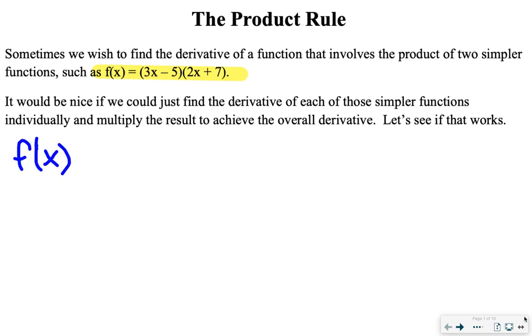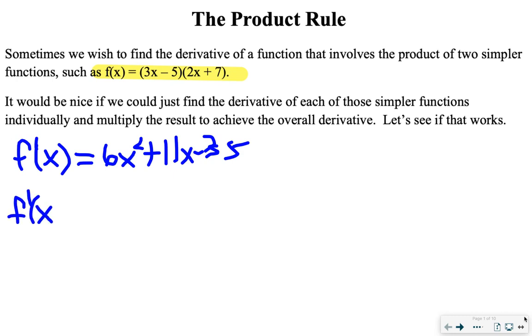So first off, f of x equals 6x squared plus 11x minus 35. So that's my function if I expand it. If I were to find that derivative using my power rule, I know that my derivative would be 12x plus 11. Awesome. Well, let's see what would happen if I just decided to take the derivative of the two binomials that we have there.